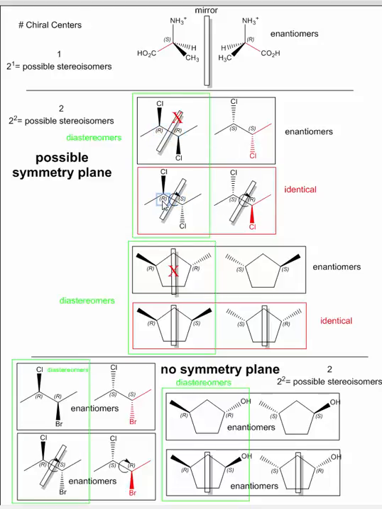Going from RR to RS, though, these would be examples of diastereomers. They're not mirror images of each other. If they were, the RR would have gone to SS. But they're different from each other. They're non-superimposable, so we would call those diastereomers.